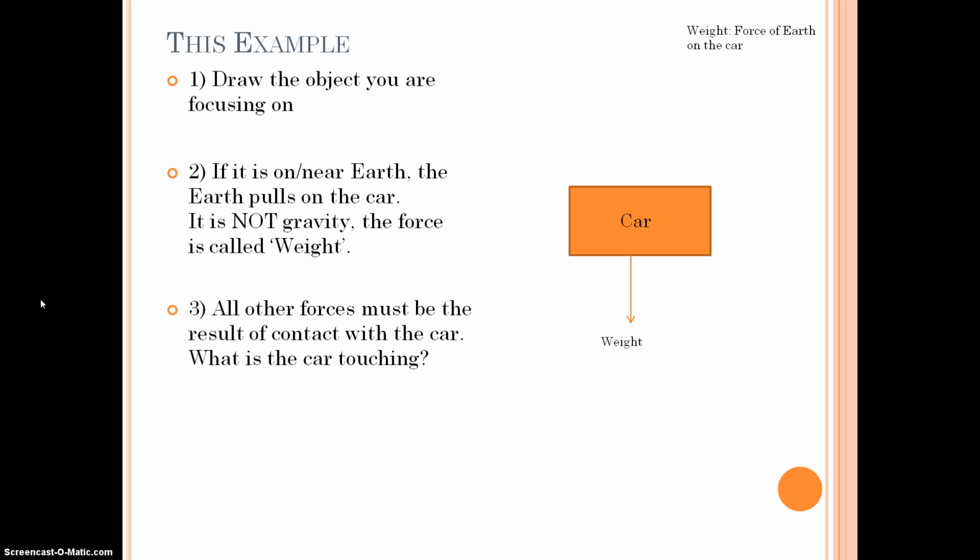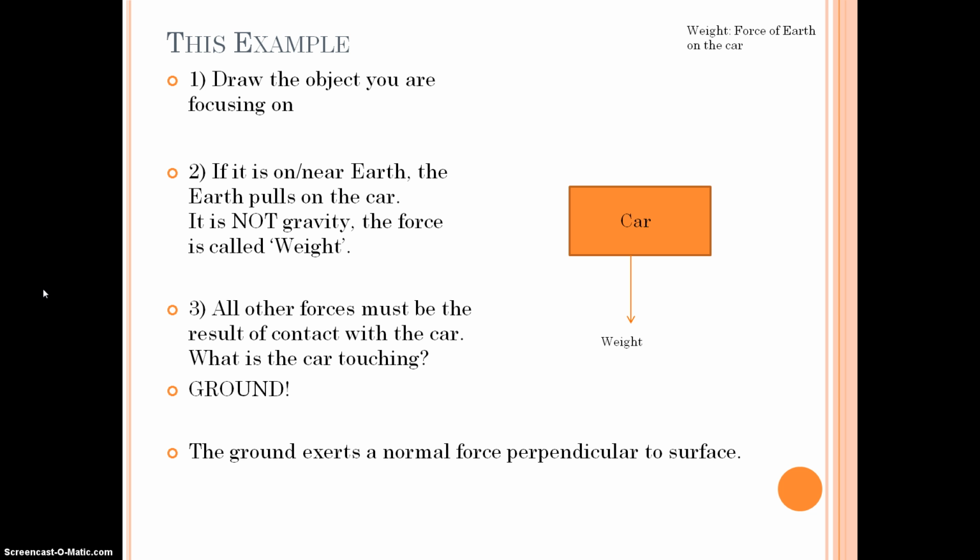Number 3, all the other forces we're going to draw here must be the result of the car touching things. What is the car touching? Well, simply, it's touching the ground. So the ground's going to exert a normal force perpendicular to the surface. Since the car is going right, the ground is level. You have an upward normal force, the force of the ground on the car.